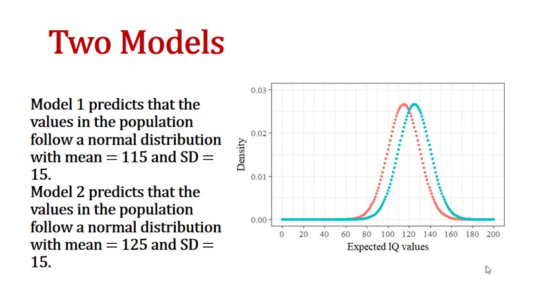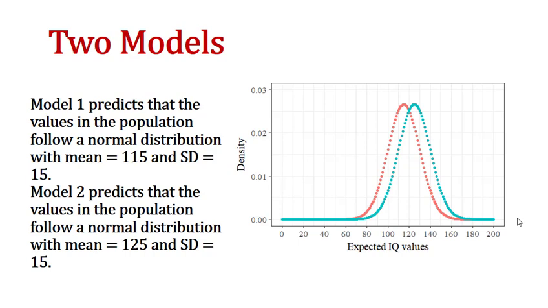Researcher 1 has model 1, which predicts that the values in the population follow a normal distribution with mean 115 and standard deviation 15, and that's represented by this curve. And researcher 2 has in mind model 2, which predicts that the values in the population follow a normal distribution with mean 125 and standard deviation 15. So the standard deviation is the same, but the mean is different, so that you can see in this distribution.